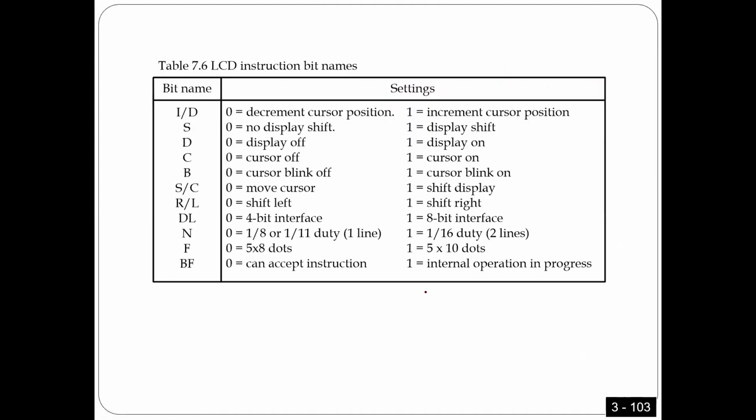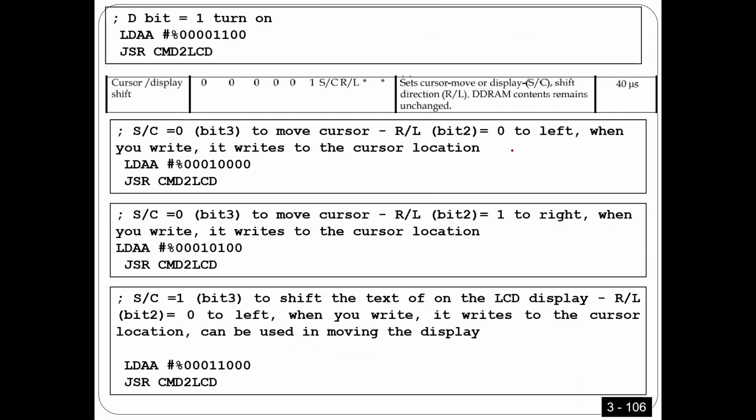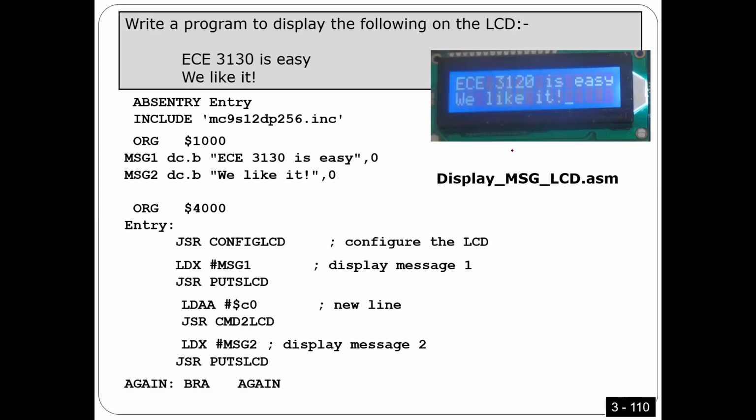If you look at the LCD, guys, I told you it has 2 lines. Every line has 16 characters, and this one also has 16 characters, right? Also, if you look at the LCD, there is what we call the cursor. I'm going to show the picture of this cursor. For example, you can see here, there is a cursor.